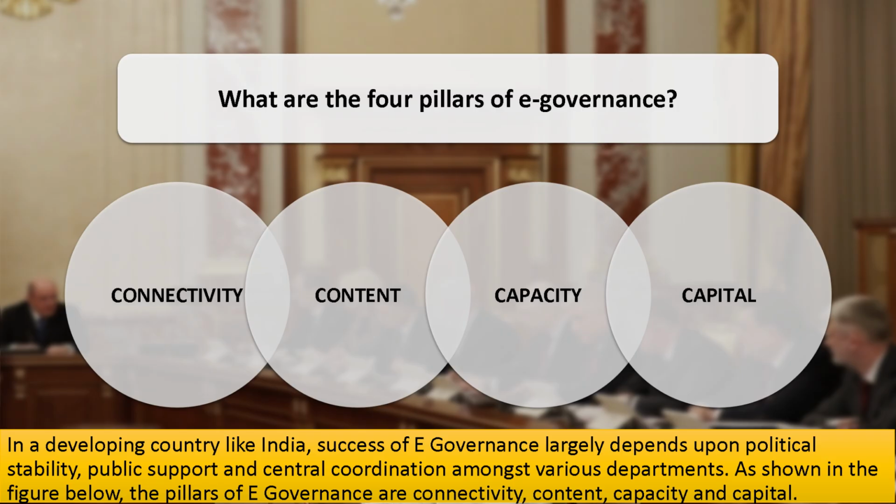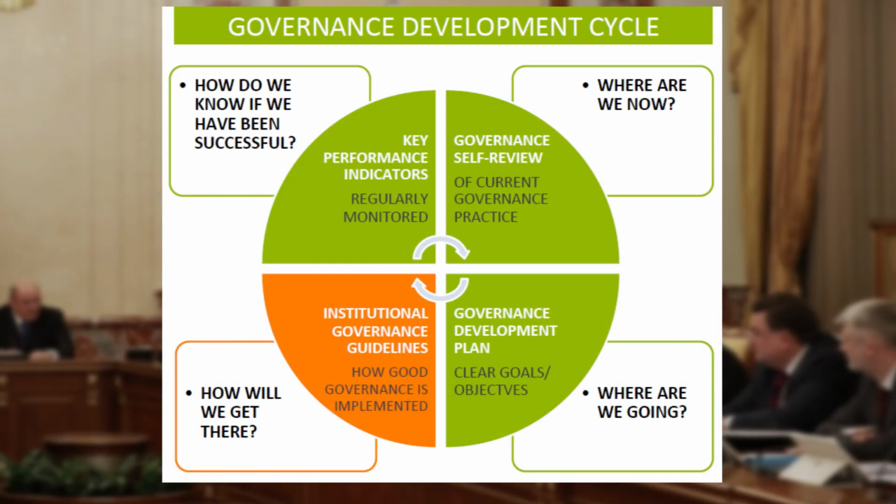So if you see this government development cycle, I think we have to see how do we know if we have been successful, and key performance indicators are regularly monitored. And when we talk about where are we now, government self-review of current governance practices. And when we talk about how will we get there, institutional governance guidelines, how good governance is implemented, and where are we going, that is governance development plan, that is clear goals, objectives.